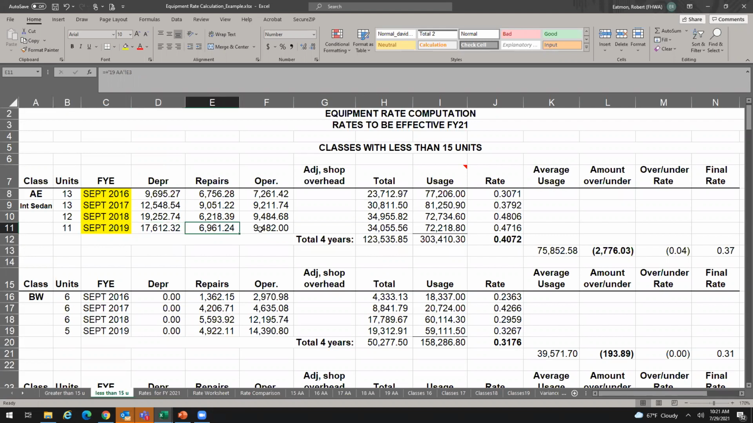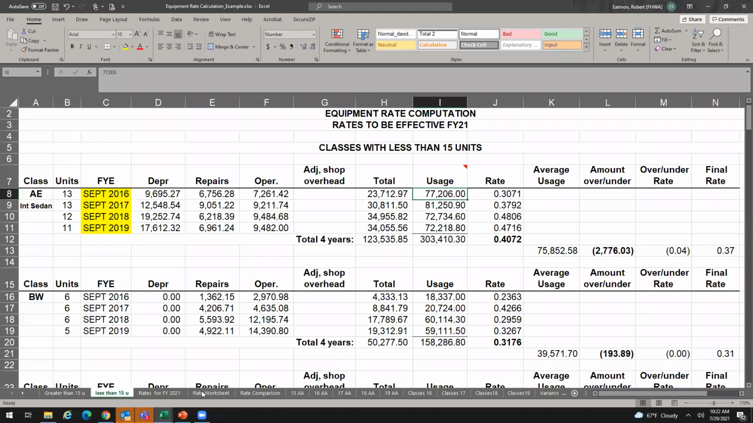Total repairs for the sedans was $6,900, and the total operating costs, which would include fuel and that kind of thing, was $9,400. So they have a total for just 2019 of $34,000, and they've done the same thing for all of their prior years. Then they come up with their usage rate.